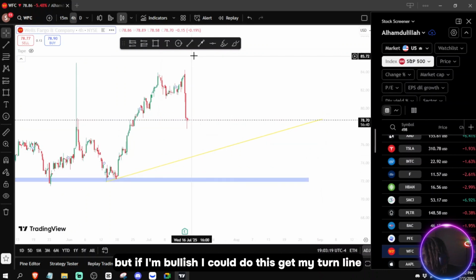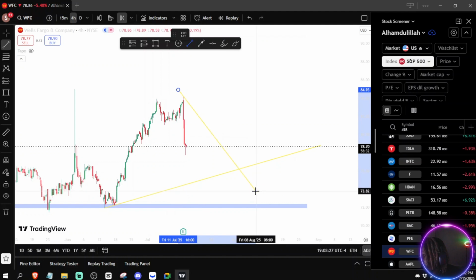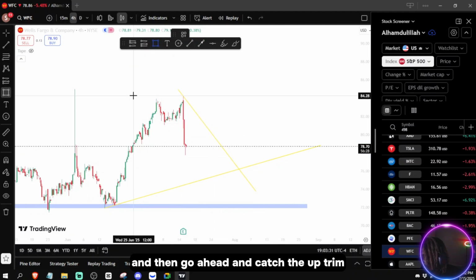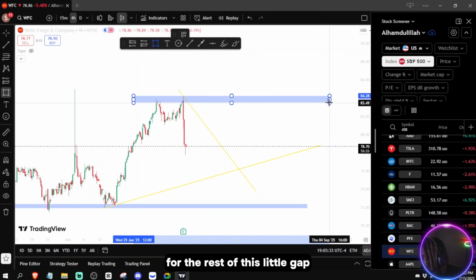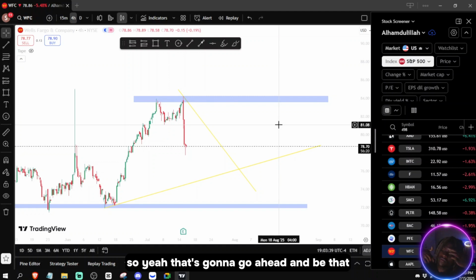But if I'm bullish, I could do this, get my trend line, draw it like this diagonally too, and then go ahead and catch the uptrend for the rest of this little gap fill up here. Okay. So yeah, that's gonna be that. Just preparing for both sides is absolutely crucial.